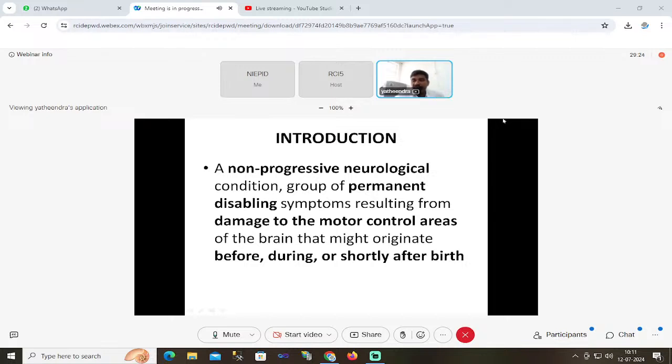These three points are very important because when you go with the assessment of the child with CP, we need to take this into the history aspect. That's why the definition is very important. Before, during, shortly after. That's why we take a prenatal history, natal history, and postnatal history, to rule out whether the damage occurred before birth, during birth, or after birth. So that is the importance of this. A non-progressive neurological condition, a group of permanent disabling symptoms resulting from damage to the motor control areas of the brain that might originate before, during, or shortly after birth.